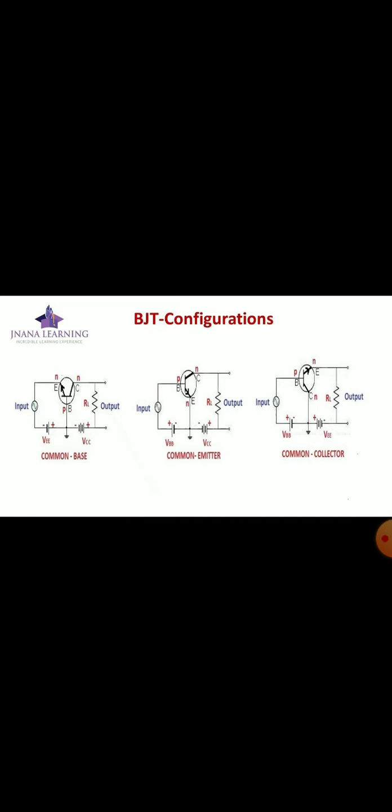Here the current amplification factor is the ratio of change in emitter current to the change in base current. That is called the current amplification factor in the common collector.